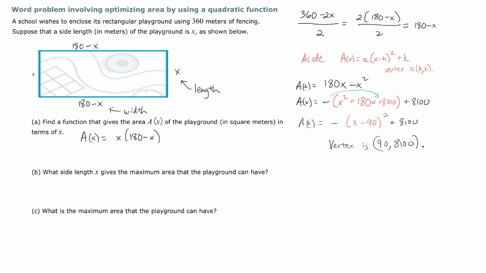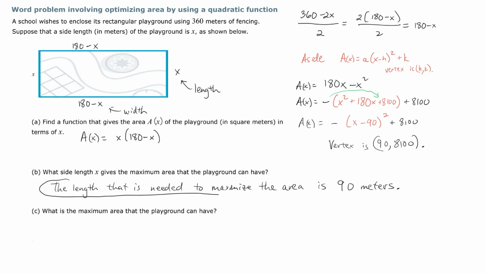How does that answer the question in part B? What side length x gives the maximum area that the playground can have? The length that is needed to maximize the area is 90 meters. Don't forget your units. Always write your units on your paper.